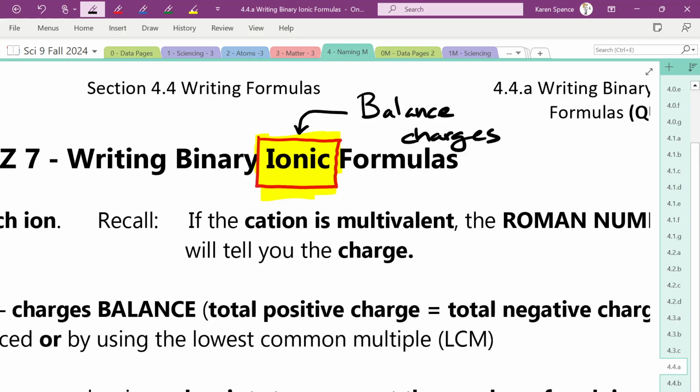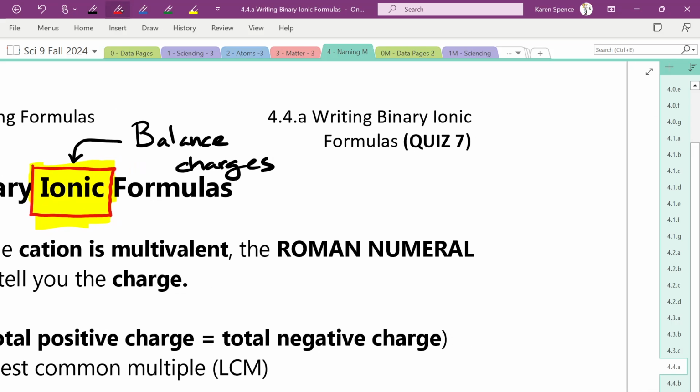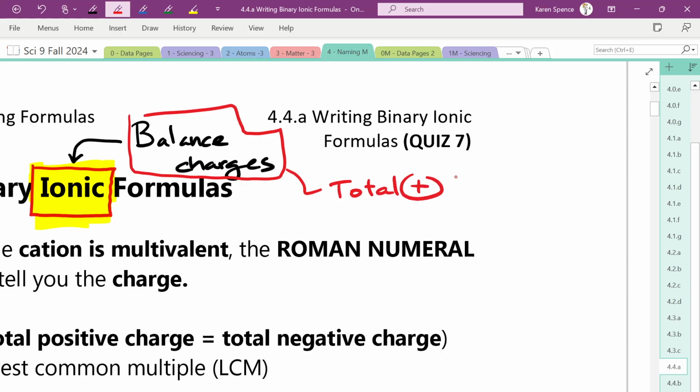Wow, crazy. Okay, anyway. So basically, you're going to just find out what the ions are. Make sure that the total positive equals the total negative. So when we say balance the charges, that means that the total positive has to equal the total negative. So that's all there is to it.